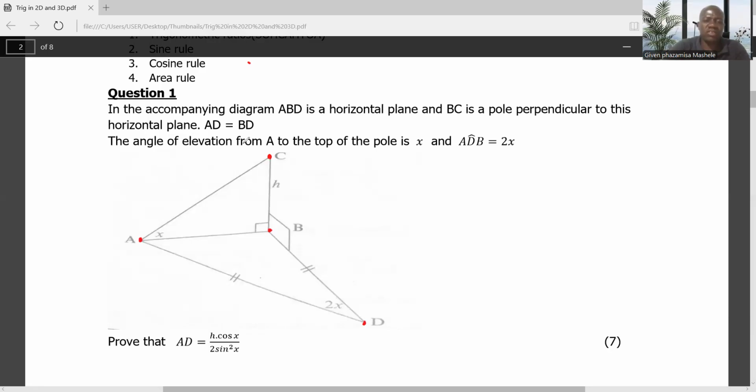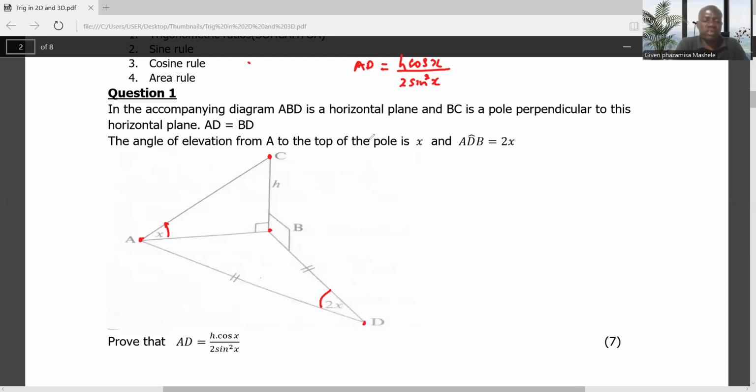The angle of elevation from A to the top of the pole, which is C, is x. So we're given this angle here, it's x. And angle ADB, from A to D, from D to B, this angle here is 2x. And the question says, prove that AD is equal to h cos x over 2 sine squared x. So this is what you want to prove.